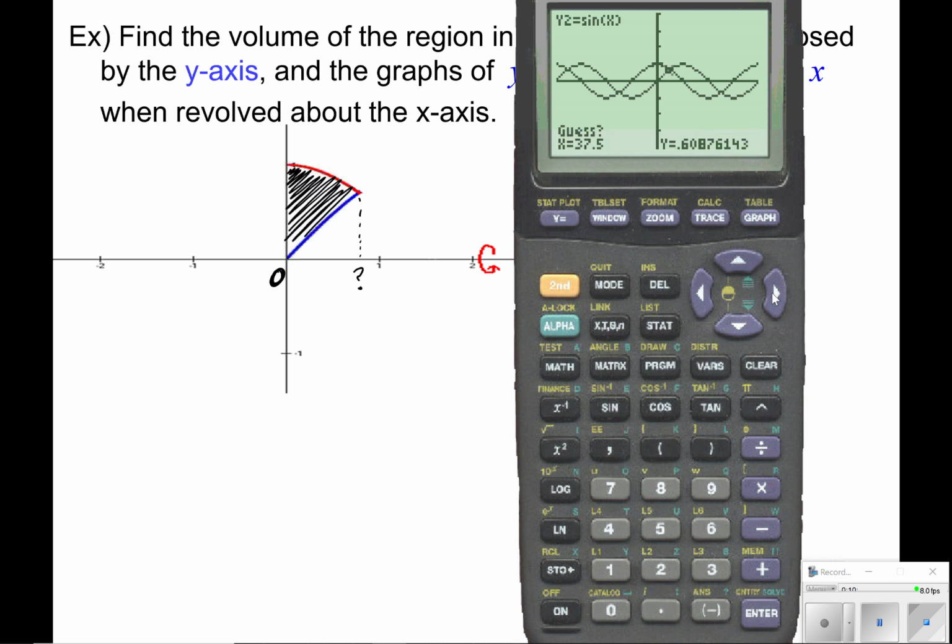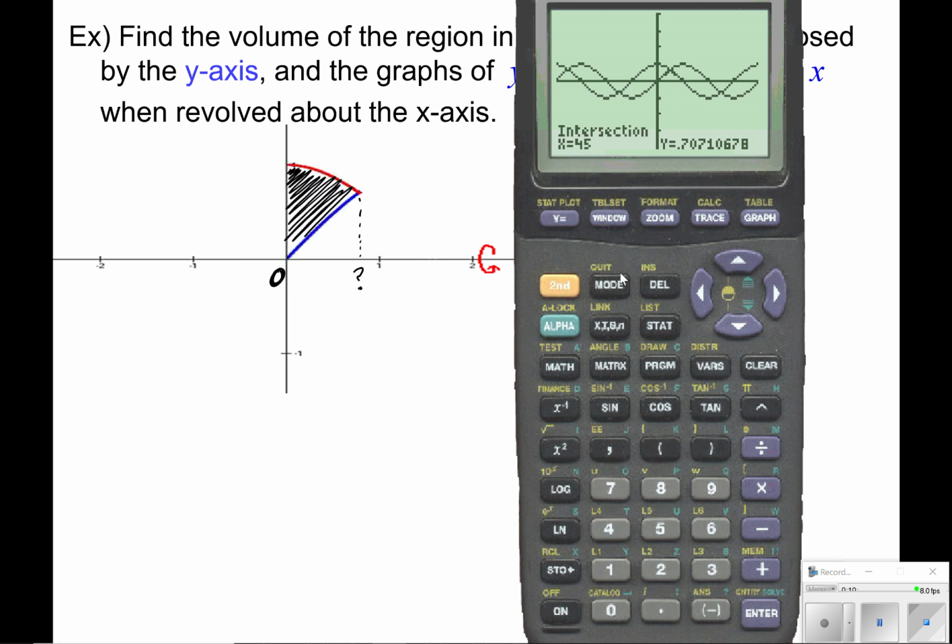So you want to go as close as you can. So my guess is 37.5, and I'm going to hit enter. It's going to take a moment to think. You can see it moving up here. It's thinking. And now it tells you the intersection is x is 45. Wow. I don't think that's right.